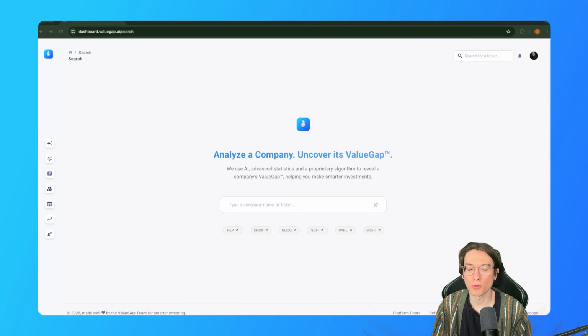Today, I thought I'd take you through the platform, introduce you to it, and show you how you can use ValueGap to find quality stocks on sale and become a smarter investor. So let's get right into it.